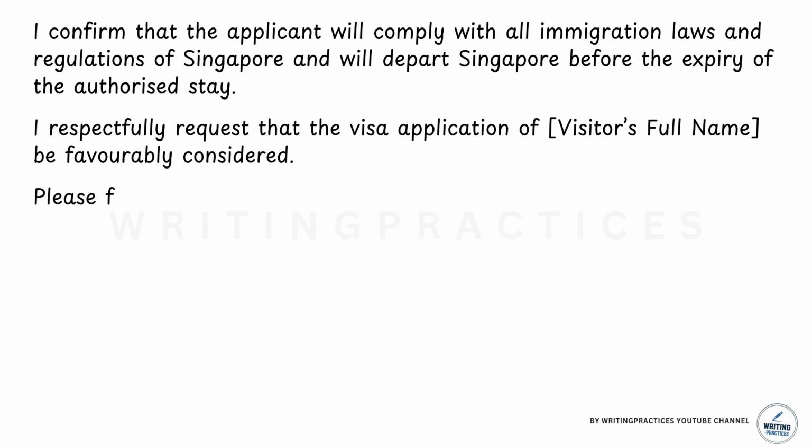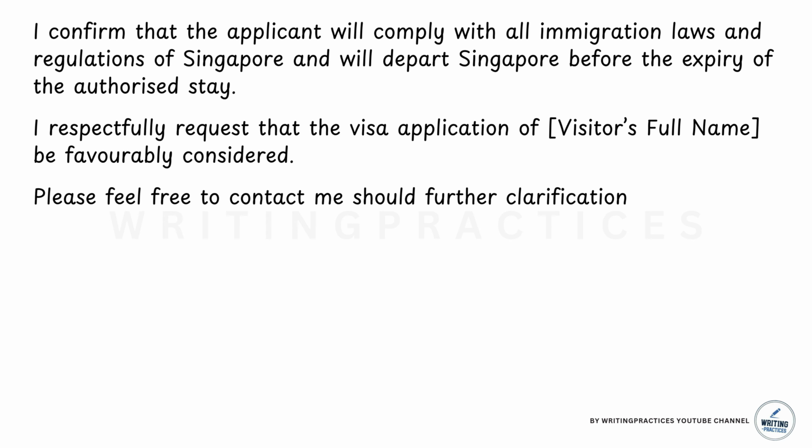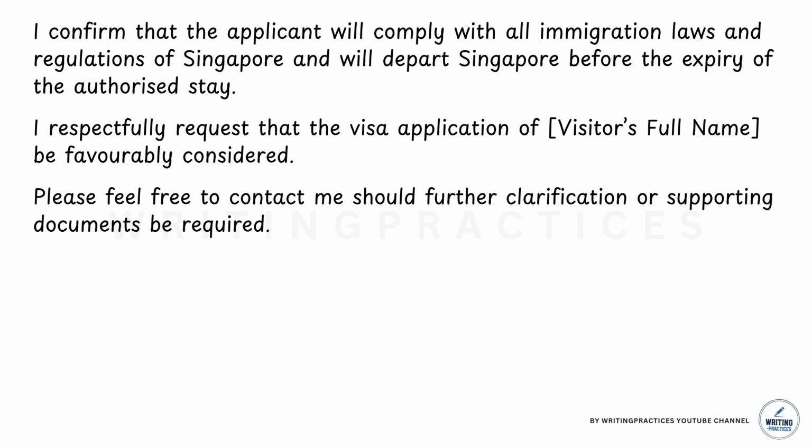Contact availability. Next, offer to provide further clarification. Example, please feel free to contact me should further clarification or supporting documents be required. This shows your willingness to cooperate. It signals that your invitation is genuine and verifiable. Immigration officers appreciate when inviters make themselves available for follow-up if necessary.